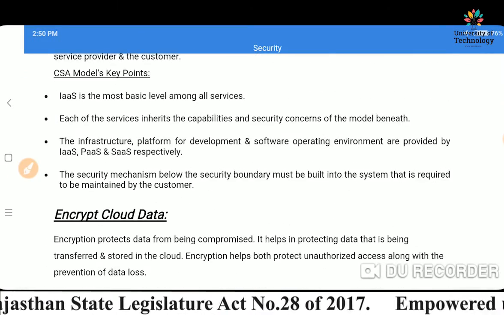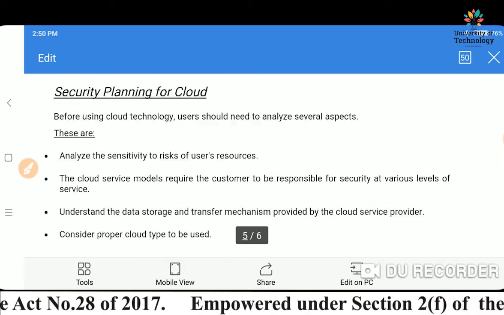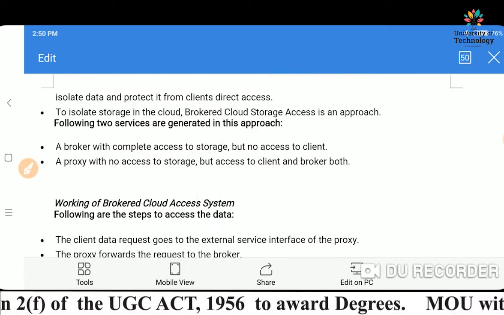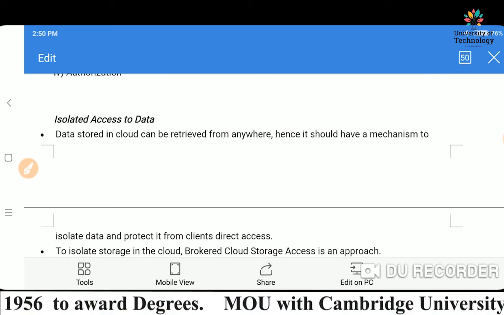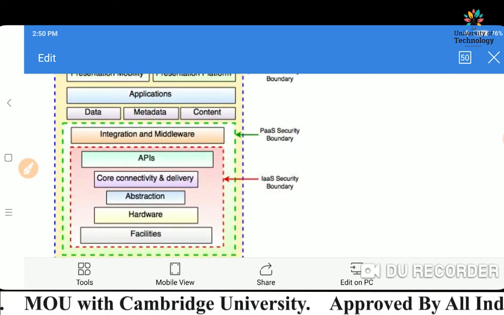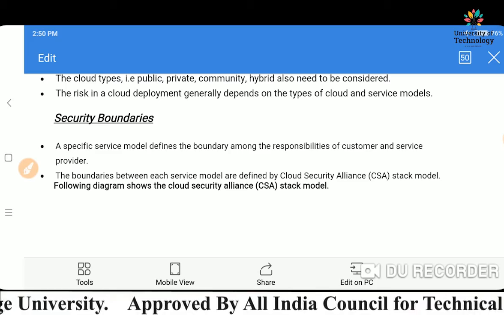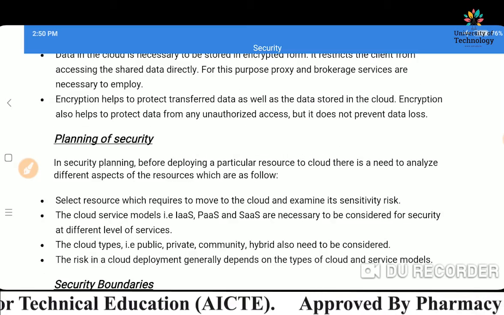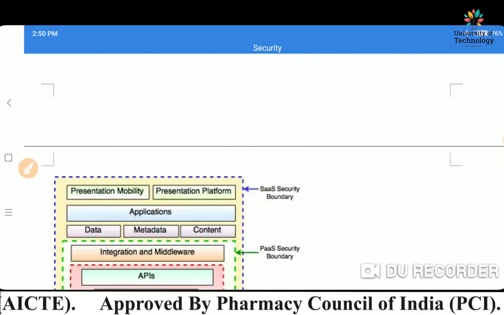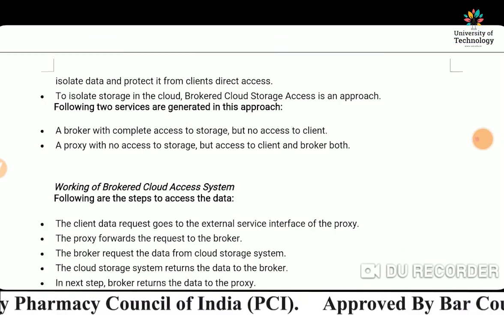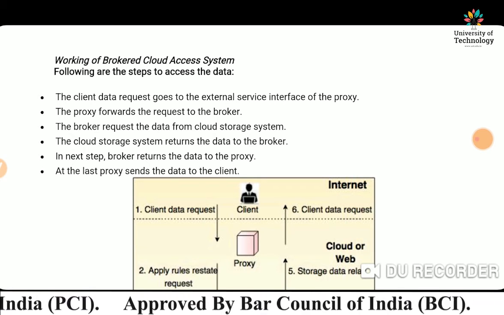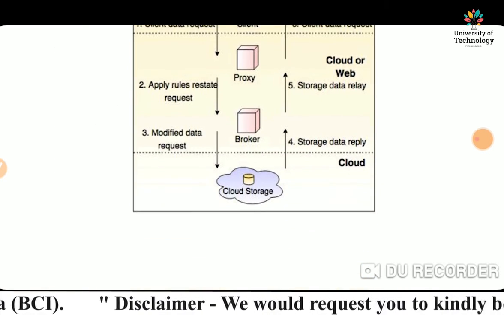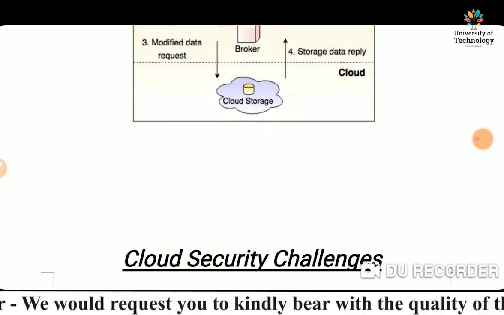Okay, if a question comes in the examination, what do you mean by challenges in cloud computing? First of all, we have to define cloud computing security. Next, we have to define the CSA model, Cloud Security Alliance. We have to define security boundaries. Planning of security we can define. Next, the steps to access the data. Working of the broker cloud access system, we can define here.